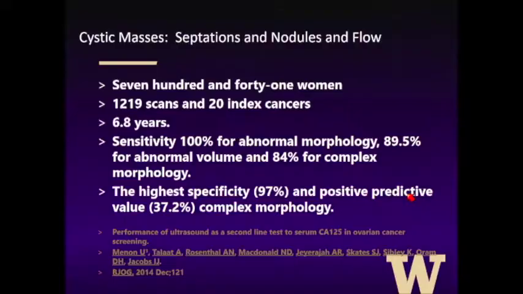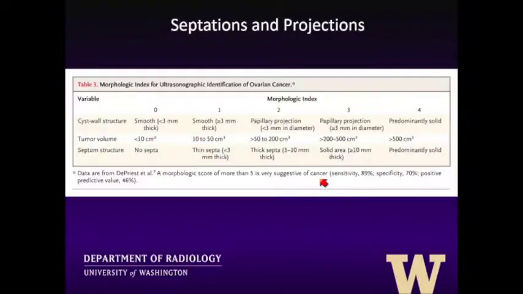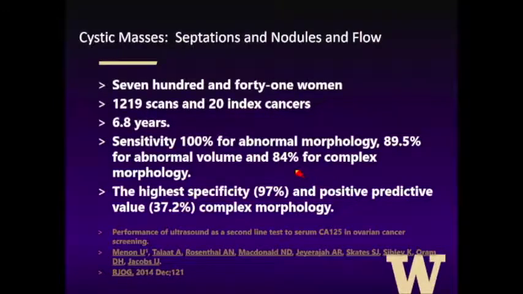I'm missing a slide here, but that's okay. So that's the recommendation now, and this is what the gynecologic surgeons wanted us to do. Now, we're going to make a distinction here between cysts and cystic masses. A cystic mass has septations and nodules and plus or minus flow within them. And I'll just go over a couple of the data. Again, this is very recent.